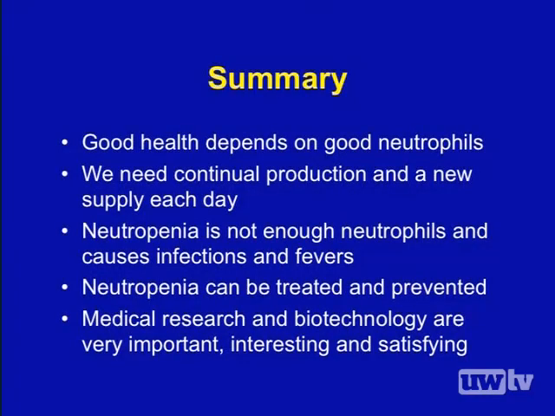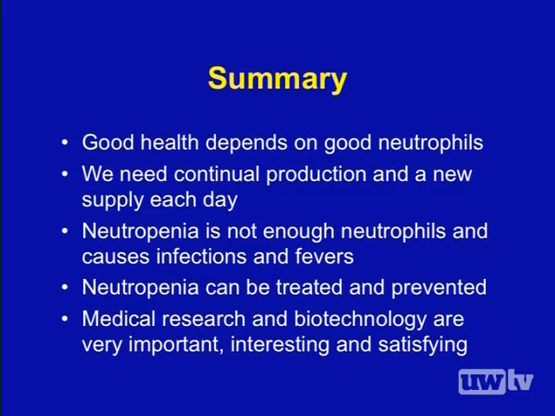So in summary tonight, what I've tried to say is that good health depends upon good neutrophils. They work well and you have a good supply. And we need a continual supply and production because it's a very vulnerable part of our body. Shut it off for a day or two and your counts plummet. Shut it off hard and you're out of cells and you might die. So it's a very important part of how our body works.